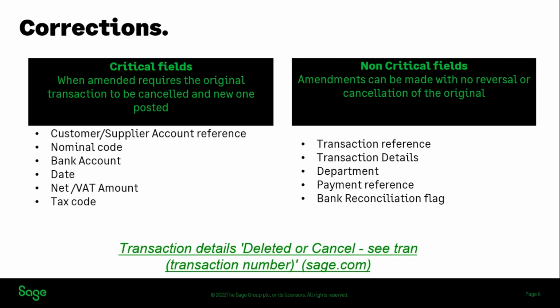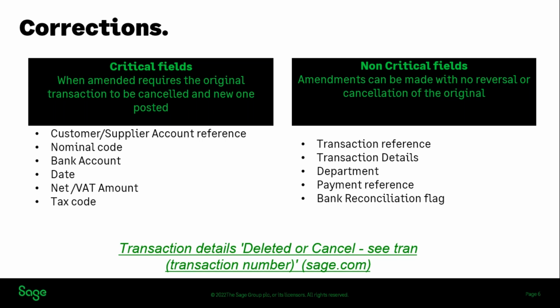So if you're going to change things like the amount of the transaction, the date of the transaction, the tax code that's on there, if you change any of those, then that needs to be recorded on your audit trail. So rather than just deleting it and having no record of what the original transaction said, it will cancel it and post a new one for you. So although it's cancelling a transaction, you actually end up with an extra transaction as a result of correcting a critical field.